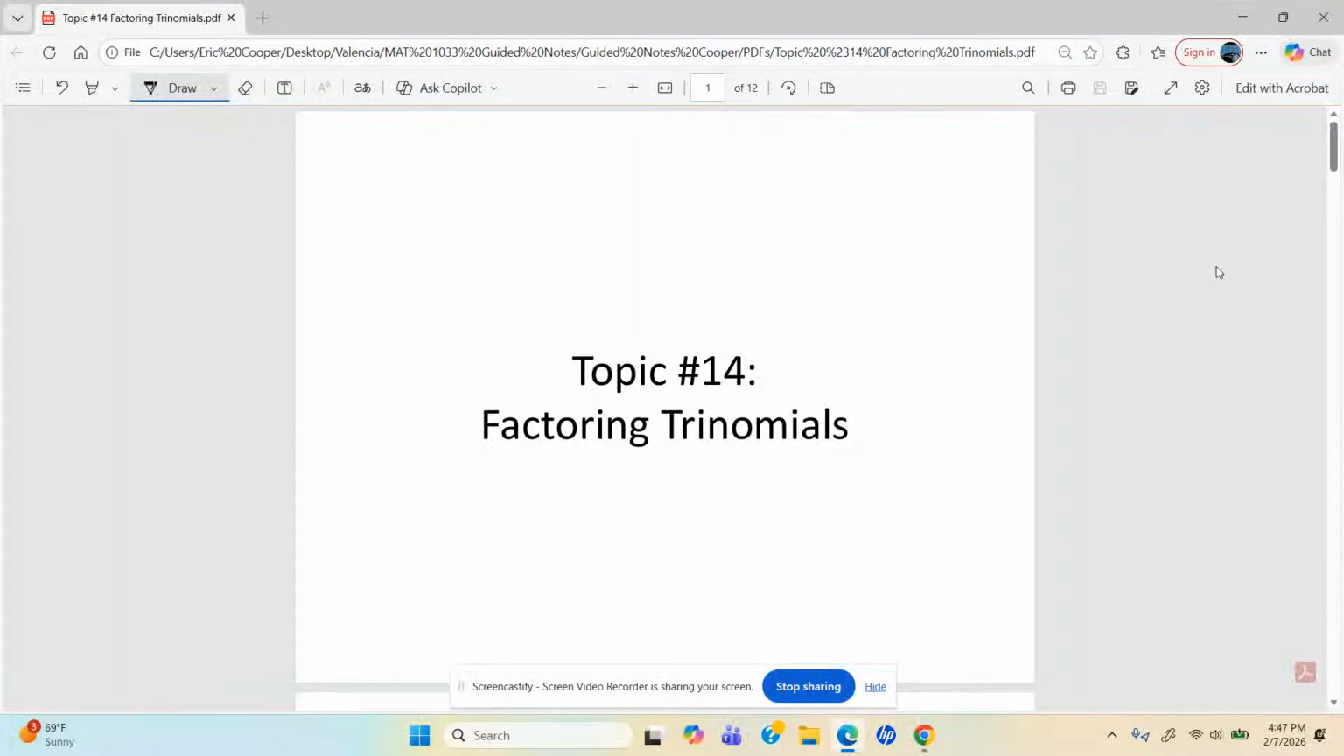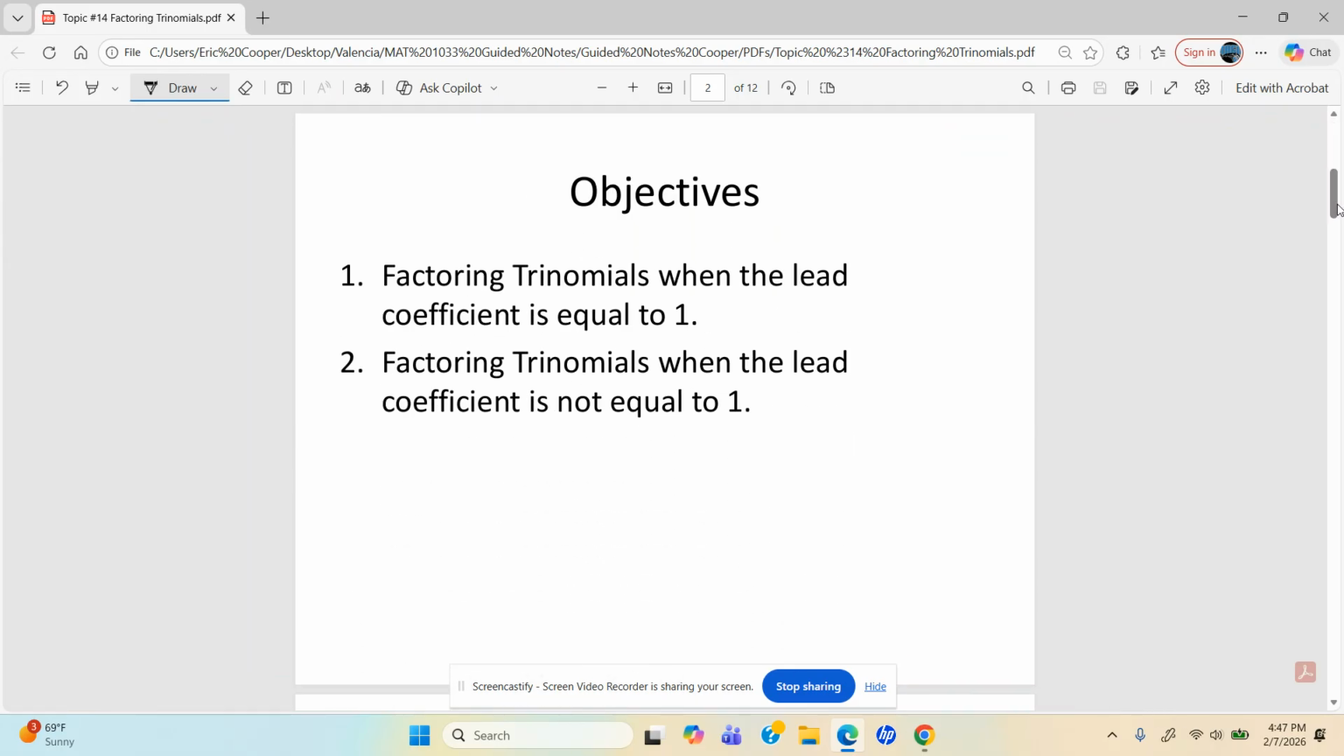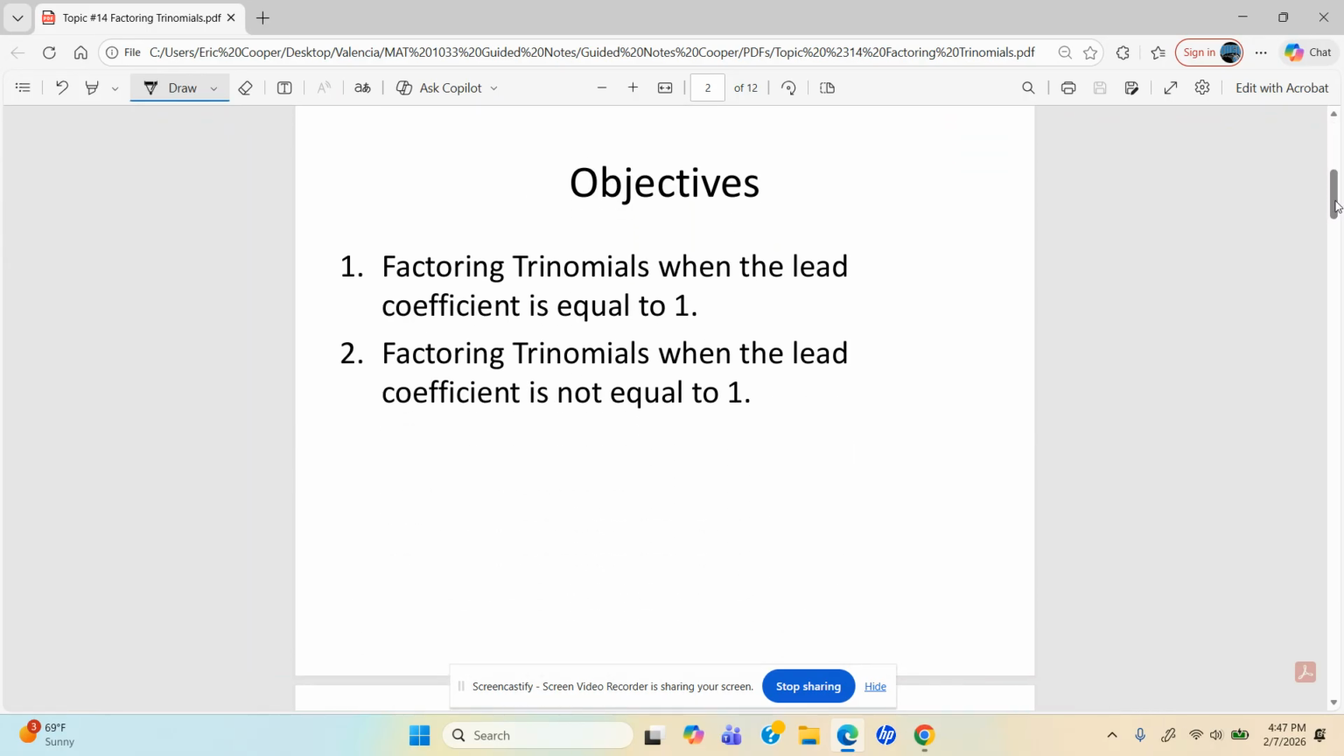Hi everybody, welcome to topic number 14, factoring trinomials. For today's objective, we're going to show you how to factor trinomials when the leading coefficient is both equal to 1 and not equal to 1.